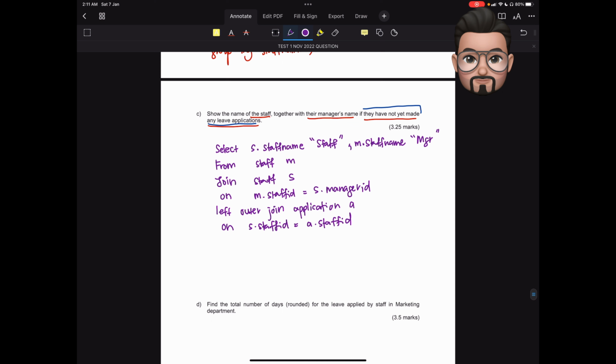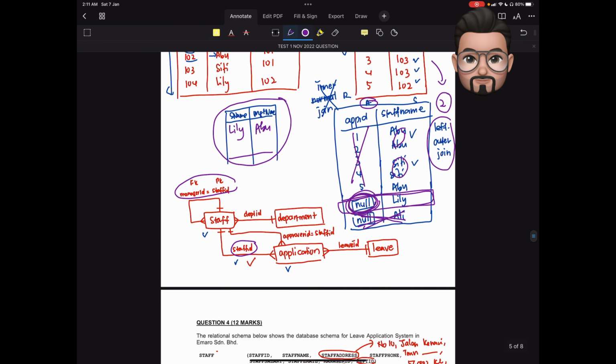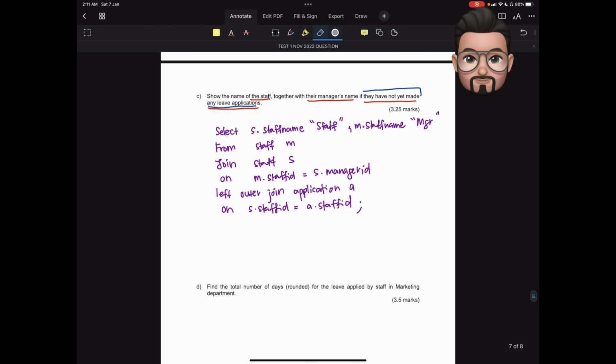But this one, like I said, if we stop up until here, this is the result that we will get. However, what do we want? Only the staff that has not made any leave application. So it means the app ID has to be null. So we have another condition where app ID is null. Okay, where app ID is null.